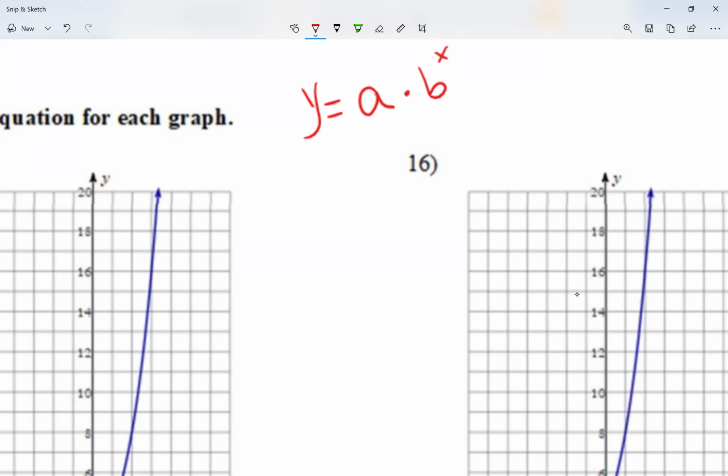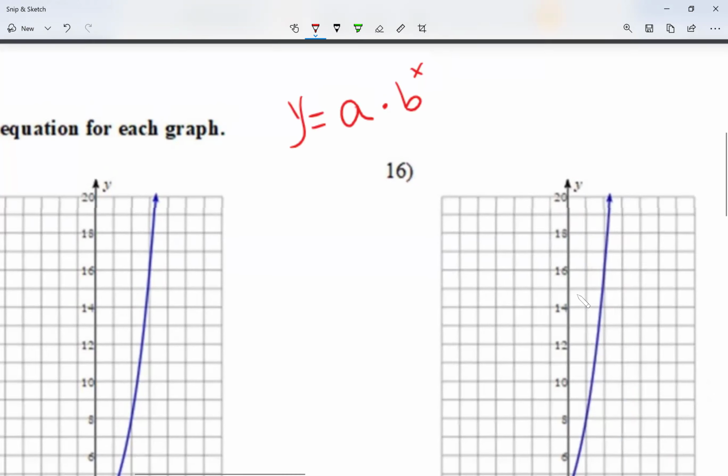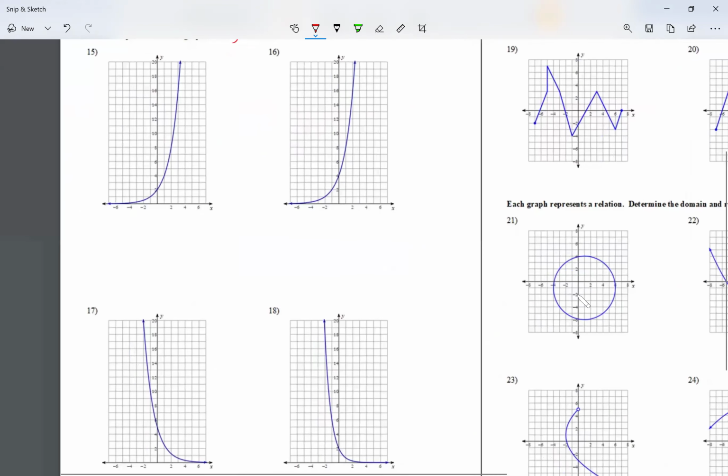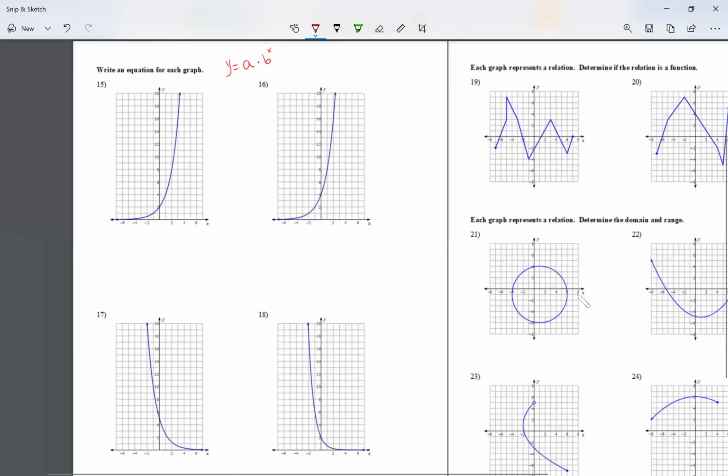If my b is more than 1, the graph is going up. If my b is less than 1, then my graph is going down. So just a quick look over here: for 15 and 16, my multiplier is more than 1. For 17 and 18, my multiplier is less than 1. They're still going to be positive, all of them, but it's going to be less than 1. So I'm expecting a fraction for 17 and 18.